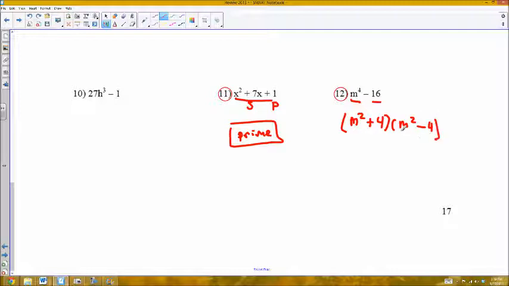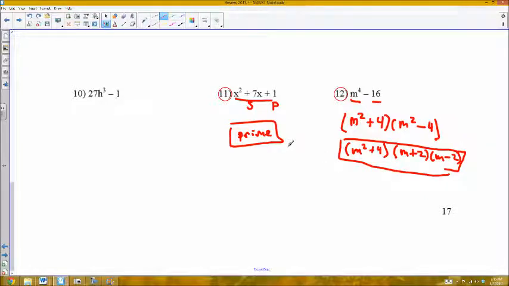But don't stop there, because now look, we have a second difference of squares. So this will be m squared plus 4, the first term. Recall that a sum of two squares is always prime. And then I'll have m plus 2 times m minus 2. So this looks like it actually factored twice. So just because you factored something one time doesn't mean you shouldn't go back and look to see if it can factor further. Try the rest of these examples on your own. We will address any questions you have on them tomorrow.